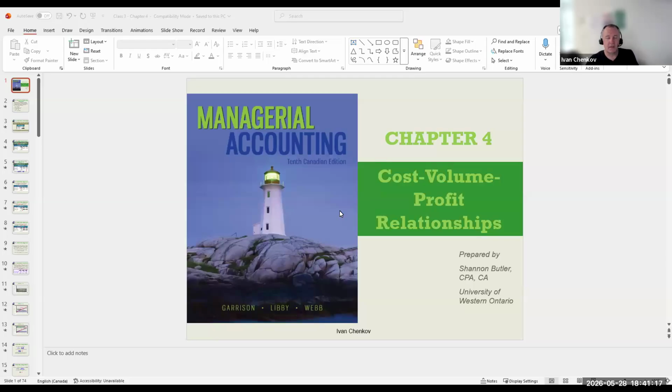Okay, today the course is Intro Managerial Accounting, Chapter 4, Cost Volume Profit Relationship. Now, what we learned so far? We learned so far that for different purposes, there are different costs. For the reporting purposes, we divided costs into product cost and period cost.